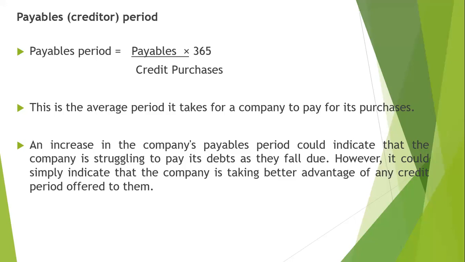So here also you can calculate the payables turnover as we used to do earlier. It's credit purchases divided by the payables, and that's the payables turnover. It's 365 divided by the payables turnover, that is the payables period. This is the average period it takes for a company to pay for its purchases. So if you have to better manage the credit, you need to ensure that your payables period must be greater than the receivables period.